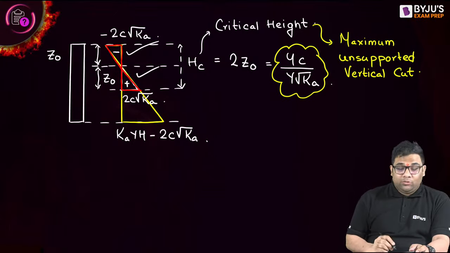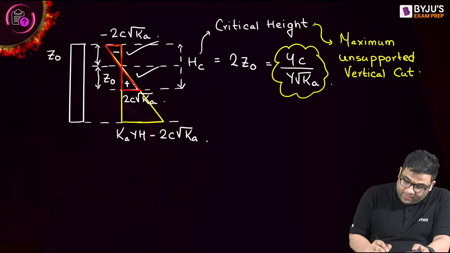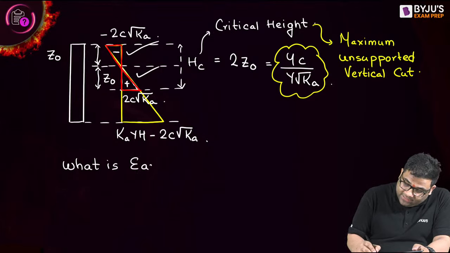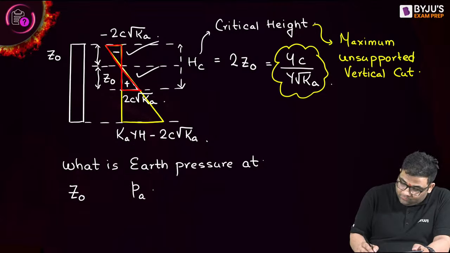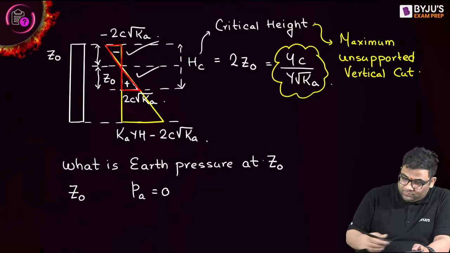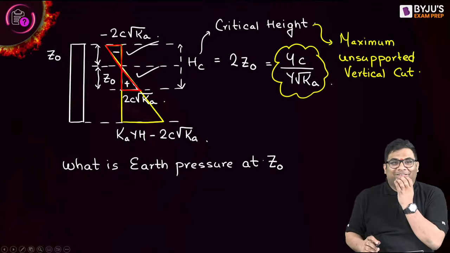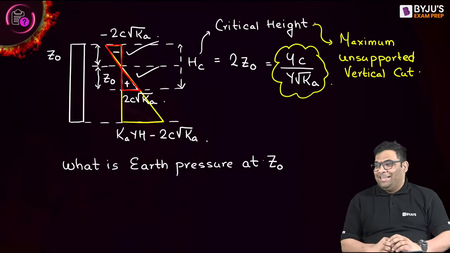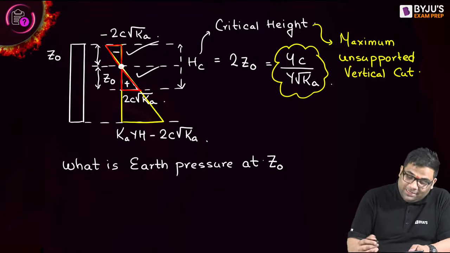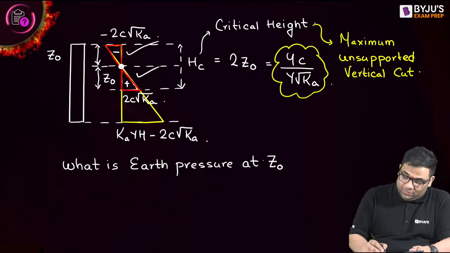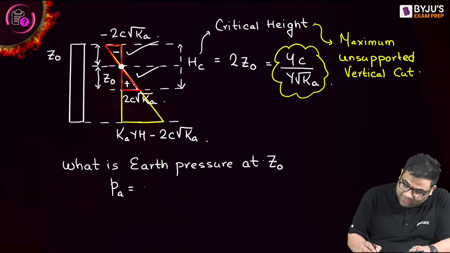So 4C by gamma root K. Understood. Now, if I ask you, tell me, what is earth pressure at Z naught? At the depth of tension crack at Z naught, what is the earth pressure? I wrote the answer. Sorry. You can see at Z naught, the earth pressure is zero. Yes, it is zero.